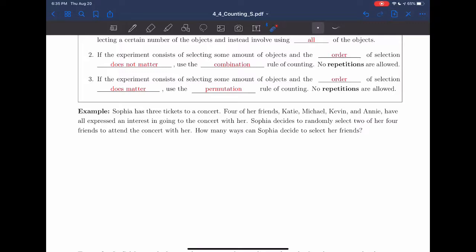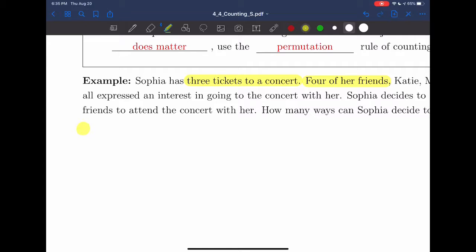So let's say Sophia has 3 tickets to a concert and 4 of her friends want to come. So what she does is that she decides to randomly select 2 of her friends at random. So we want to know how many ways she can select her friends. So there are 4 different friends, but only 2 could go.